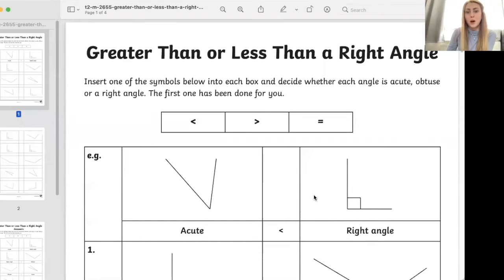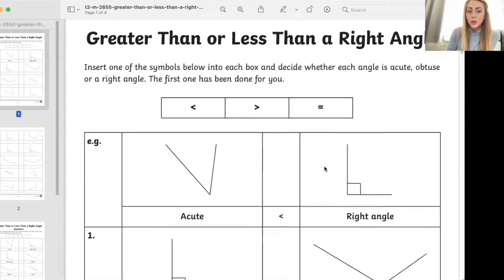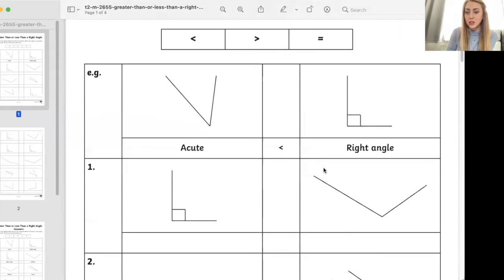So the first activity that you're going to do is fairly easy, nice and simple. You are going to be working out whether the angles that have been shown are greater than or less than a right angle. Remember, a right angle is exactly 90 degrees.